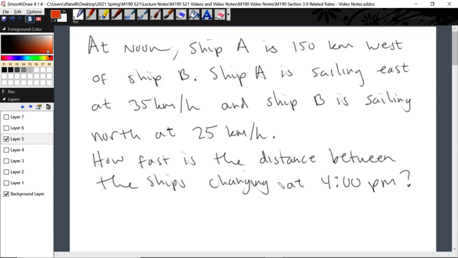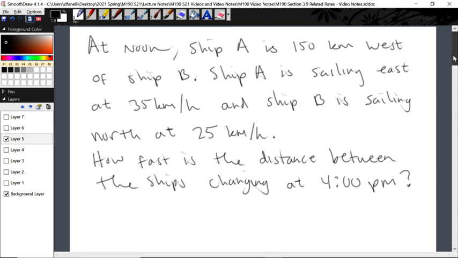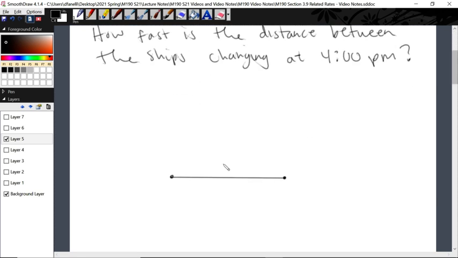Let's come up with a diagram for this situation, starting at noon, where ship A is 150 kilometers to the west of ship B. So there's ship A initially, there's ship B initially, and the distance between them is 150 kilometers. So I can label that. This is 150 kilometers.